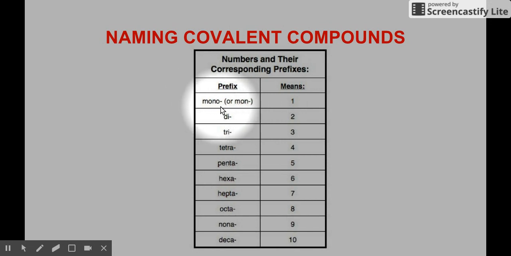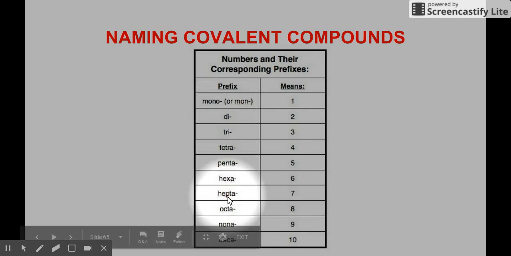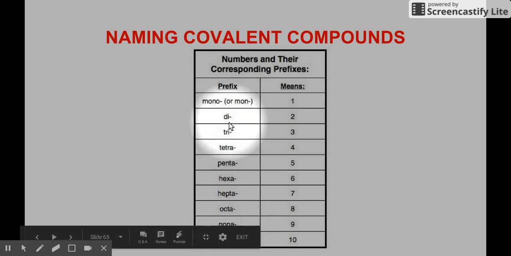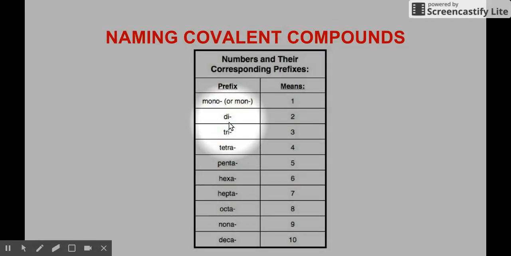However, you need to remember that for this prefix, the mono cannot be used for the first nonmetal that is written in the chemical formula. You can only use the prefix mono for the second nonmetal element in the compound. But the rest of the prefixes, starting with di until whatever number, you can already use for the first and second nonmetal element in the compound. So let me show you examples on how to apply our prefixes in naming our covalent compounds.